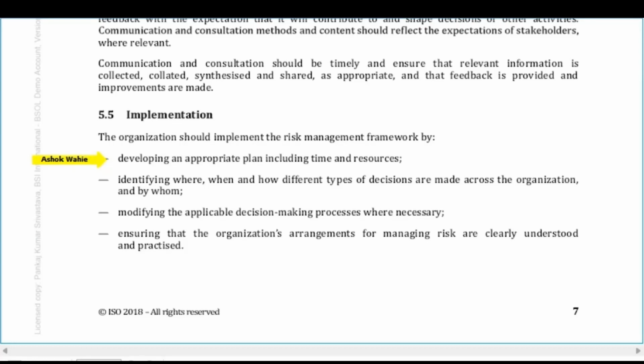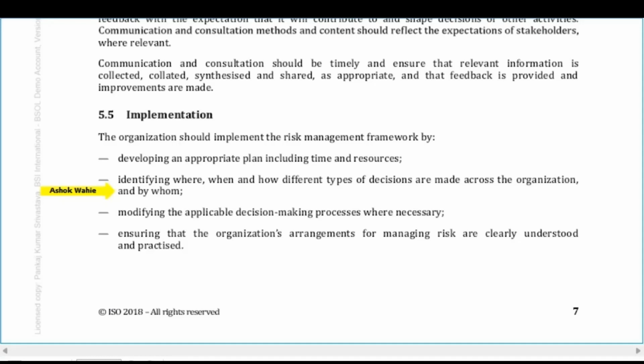Then when you are going to implement this framework, you need to identify where, when, and how different types of decisions are made across the organization and by whom. So, who are your core decision makers? You're looking at mergers and demergers, when you're looking at buying new technology, when you're looking at new engagements, when you're looking at RFPs. So, where are the decisions taken? When you're looking at third party engagements. So, identifying where, when, and how different types of decisions are taken.